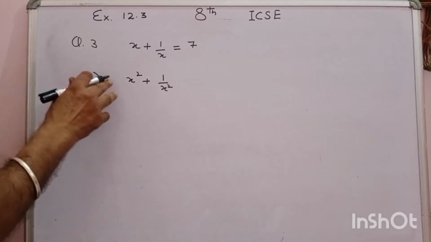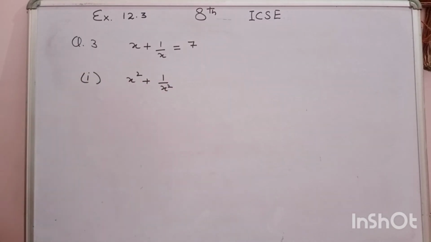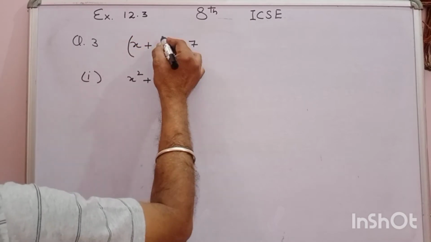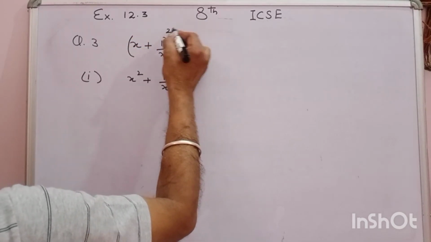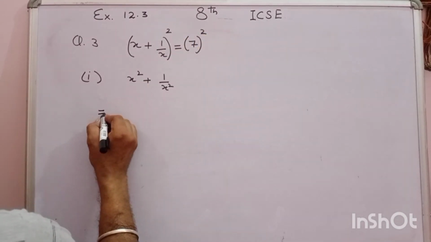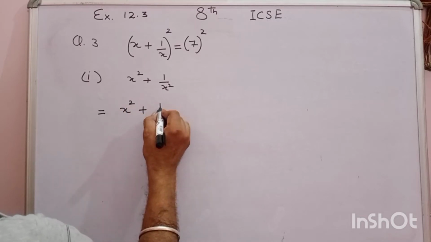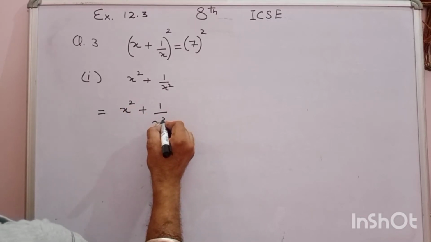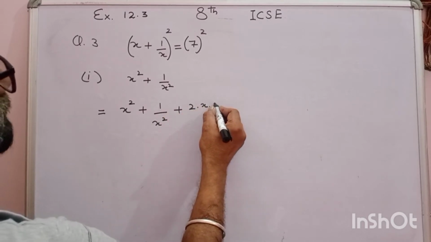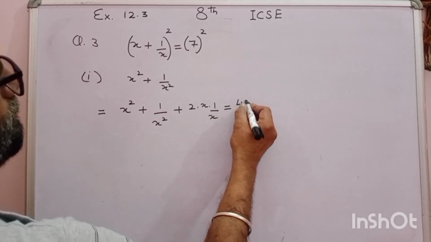Question number 3. X plus 1 over x is equal to 7. Find x square plus 1 over x square. Now taking square of both sides here, x plus 1 over x the square is equal to 7 the square. We will get A square, first one the square, x square, plus B square, 1 over x square, plus 2AB, 2 into x into 1 over x is equal to 49.